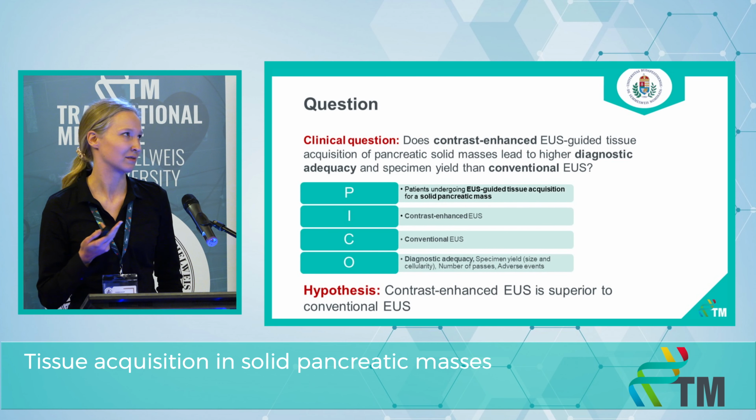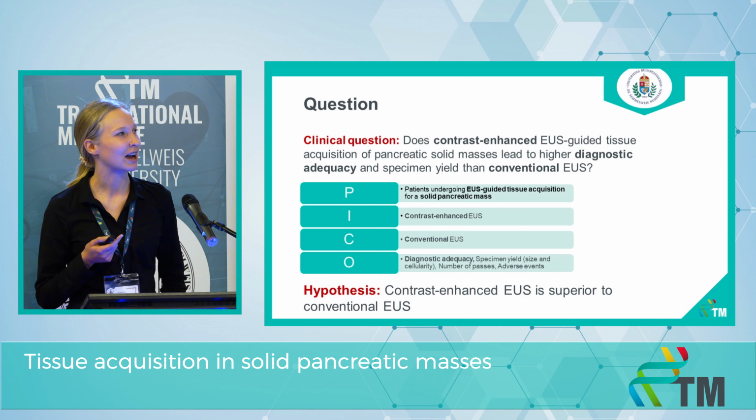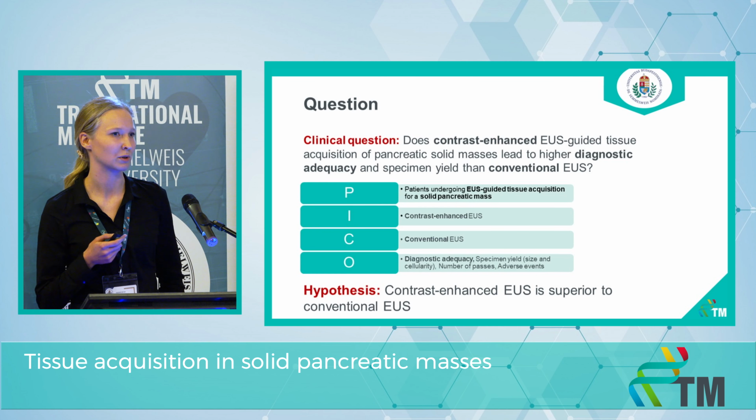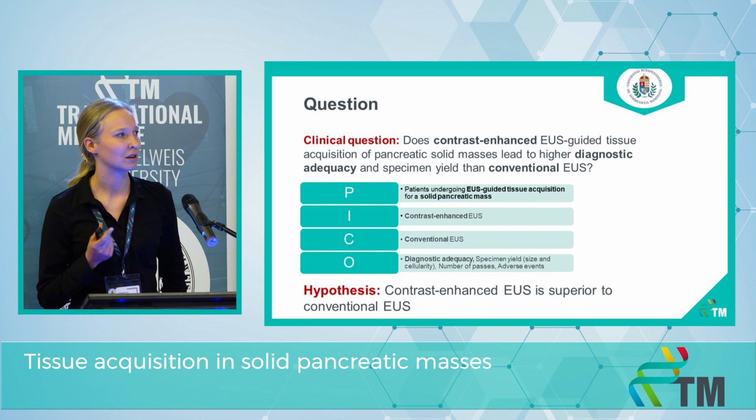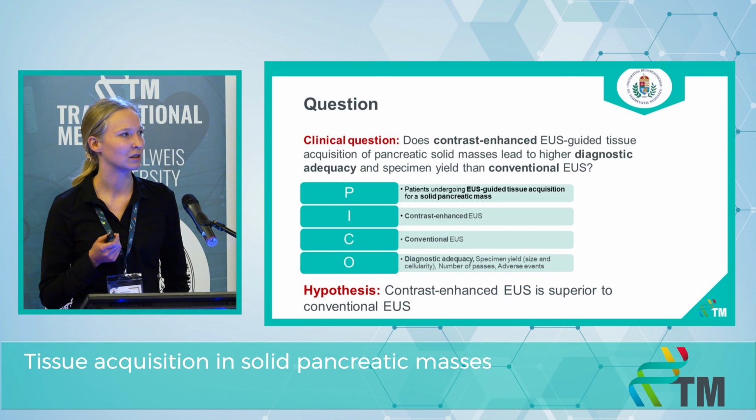The question is, does contrast-enhanced endoscopic ultrasound-guided tissue acquisition of pancreatic solid masses lead to higher diagnostic adequacy and specimen yield than conventional endoscopic ultrasound? Population is patients undergoing endoscopic ultrasound-guided tissue acquisition for a solid pancreatic mass. The intervention is contrast-enhanced endoscopic ultrasound. The comparator is conventional endoscopic ultrasound. And the outcomes, again, are diagnostic adequacy, specimen yield, number of passes, and adverse events.